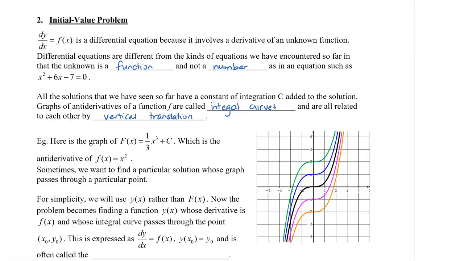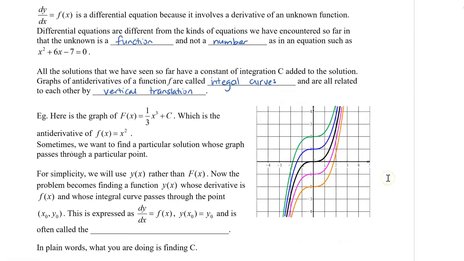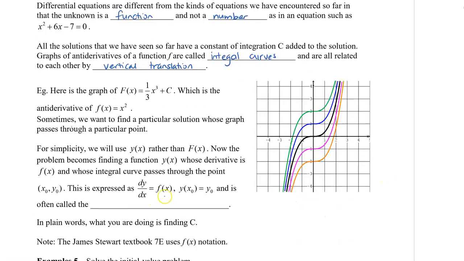Now, sometimes we want to find a particular solution whose graph passes through a particular point that we're interested in. So for simplicity, instead of using capital F of x, we're going to use y of x. Now, the problem becomes finding a function y of x whose derivative is f of x and whose integral curve passes through the point x naught, y naught. So this is now expressed as dy/dx equals f of x, where y of x naught is equal to y naught. This is often called the initial value problem, initial value because it's kind of like our beginning or initial value. So in plain words, what we're doing is we're looking for c.